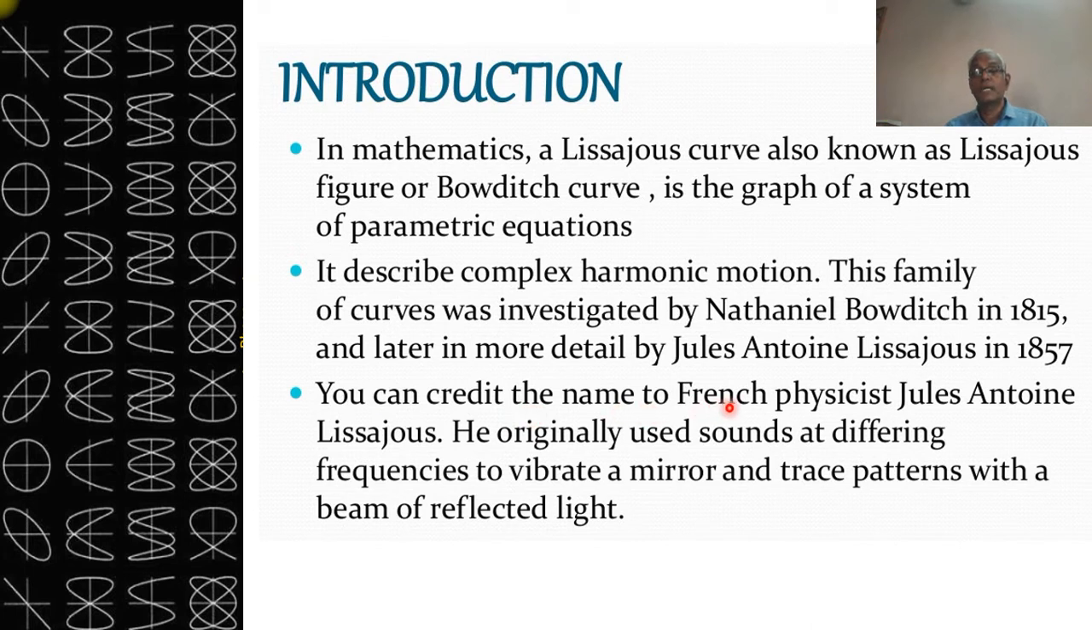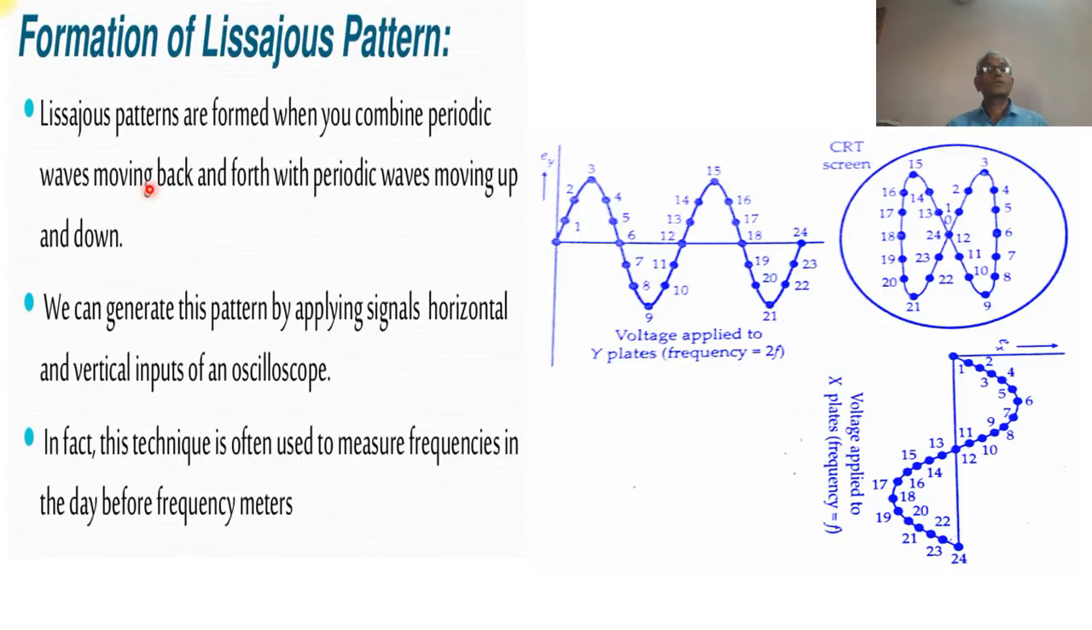So you can credit the name to the French physicist Jules Antoine Lissajous. He originally used sounds of different frequencies to vibrate a mirror and trace a pattern. He took sound waves, which were reflected on a mirror, and then he traced out these figures, which were already known by Bowditch in 1850.